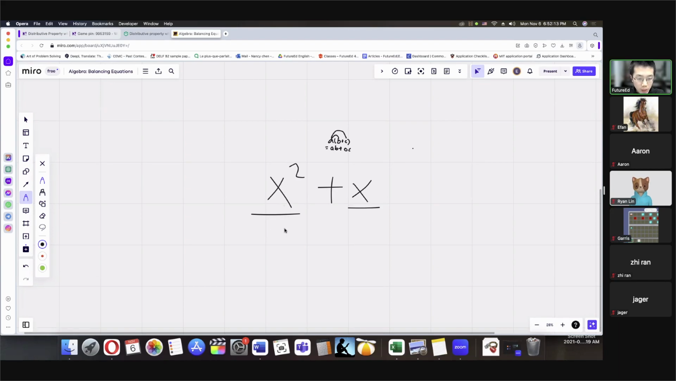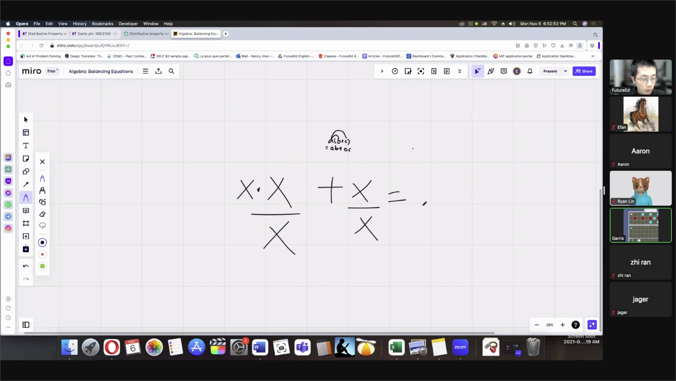So what is x squared divided by x? Do you know what x squared divided by x is? Well, remember, x squared is actually the same thing as x times x. So x squared is just x times x. So if we have x times x divided by x, what do we have left?